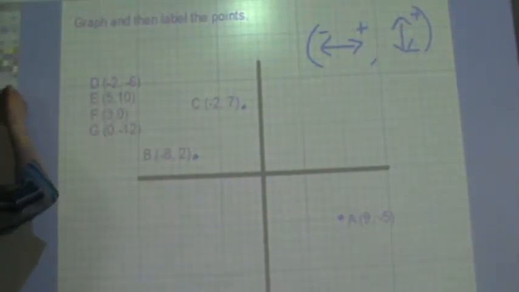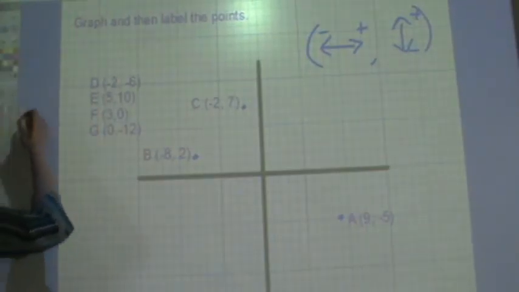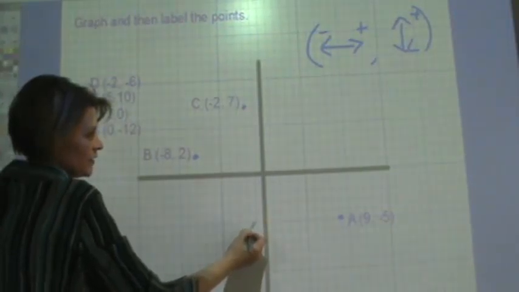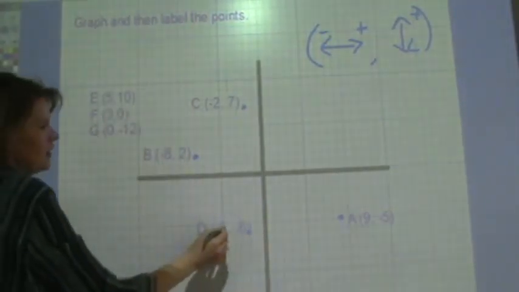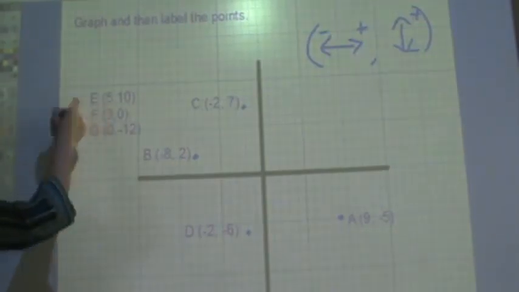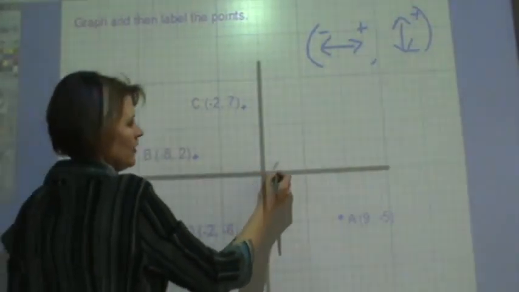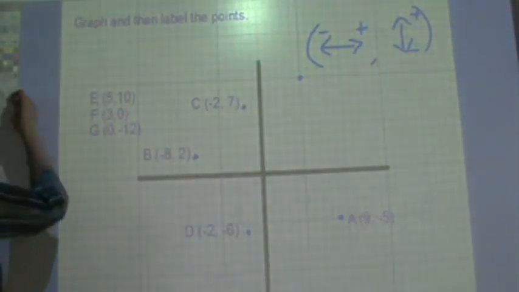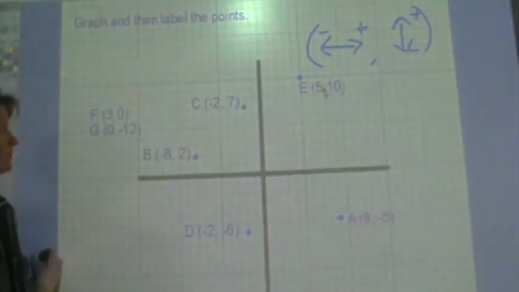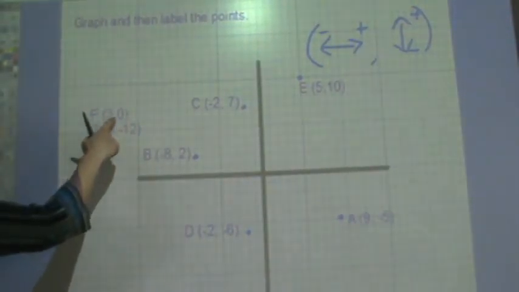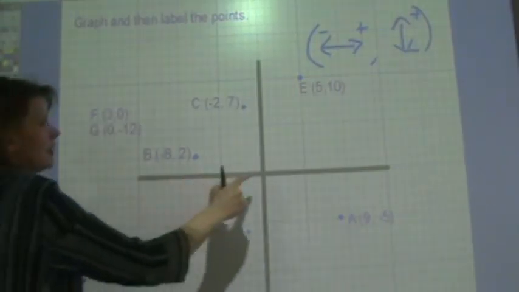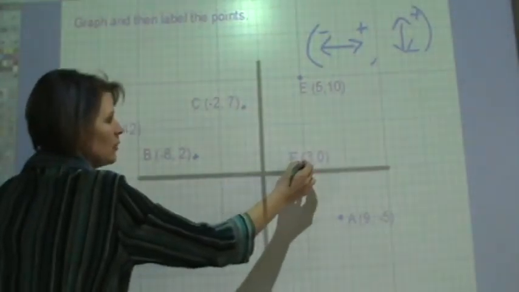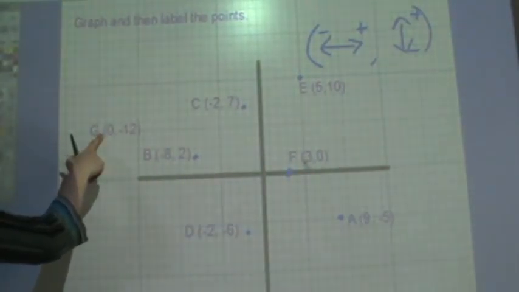Point D is negative 2, negative 6. That means I'm going to go left 2 and down 6. Okay. So that's point D. E is 5, 10. So I'm going to go to the right 5 and up 10. Okay. We'll label that E. F is to the right 3 and up 0. So I'm going to go 1, 2, 3, and I'm going to be right here on my axes. So that's point F.